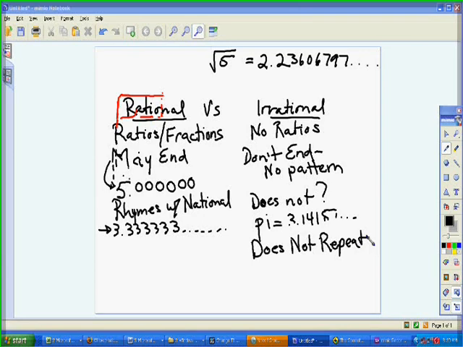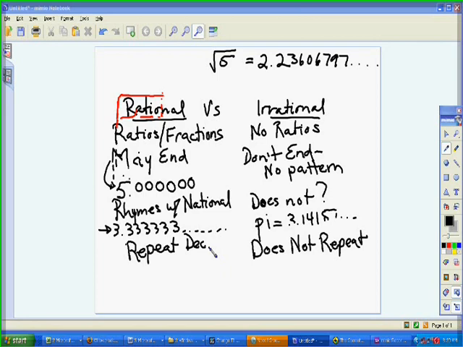Now, with this, ratios or fractions, so I can remember, this is the key here, rational numbers. You can memorize that rational numbers are ratios and fractions. They may end or be terminating decimals, which is like a 5.0000 or something like that. And it's also a number that repeats, okay? The repeating decimal.